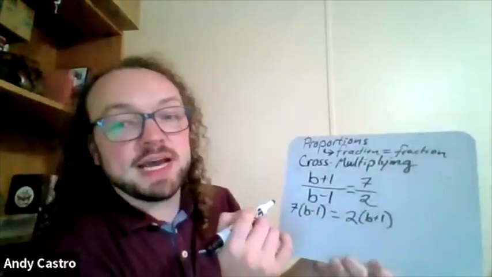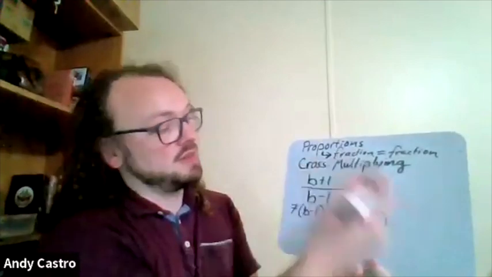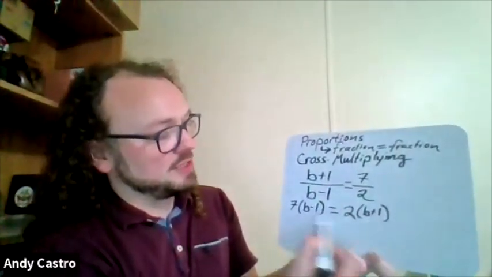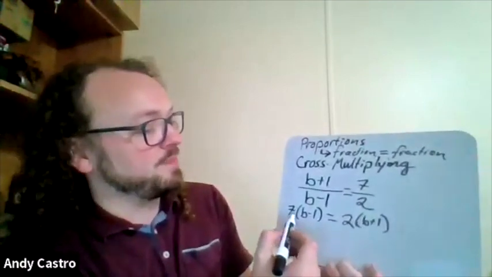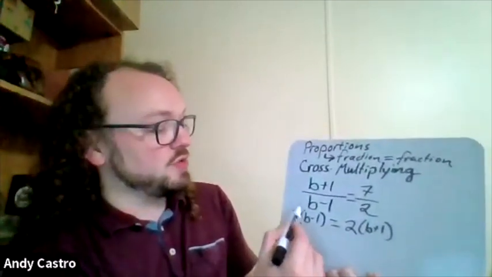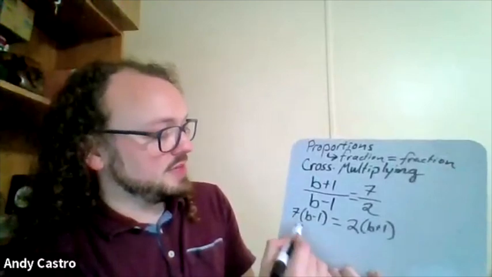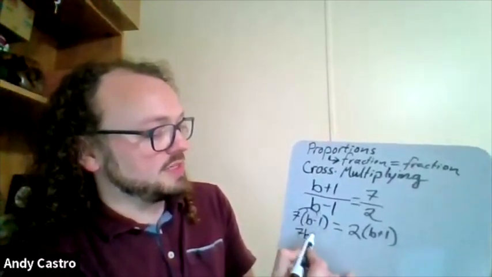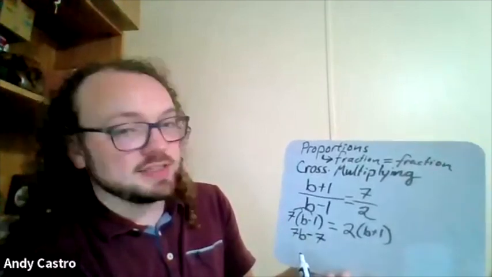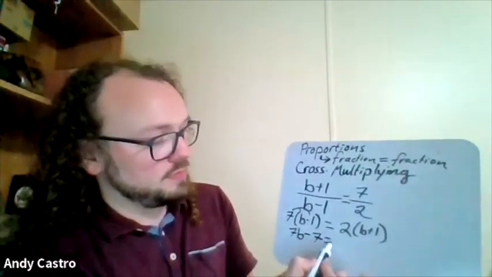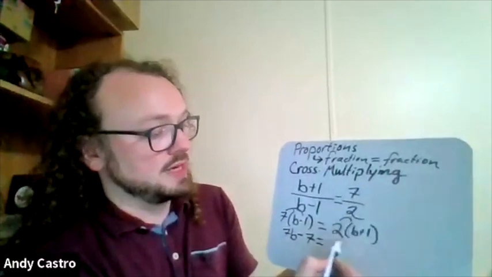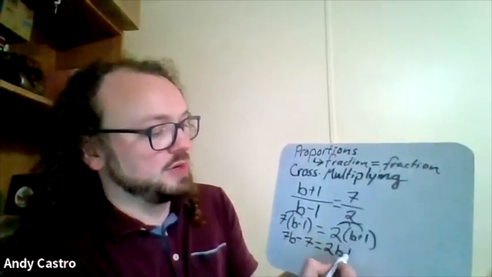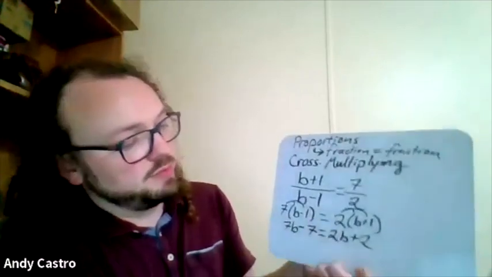Okay, so now I've changed it from a proportion to just an algebra problem. I've just got some variables that I need to solve for. So I'm going to distribute my 7. 7 times b is 7b. 7 times negative 1 is negative 7. 2 times b is 2b. And then 2 times positive 1 is positive 2.